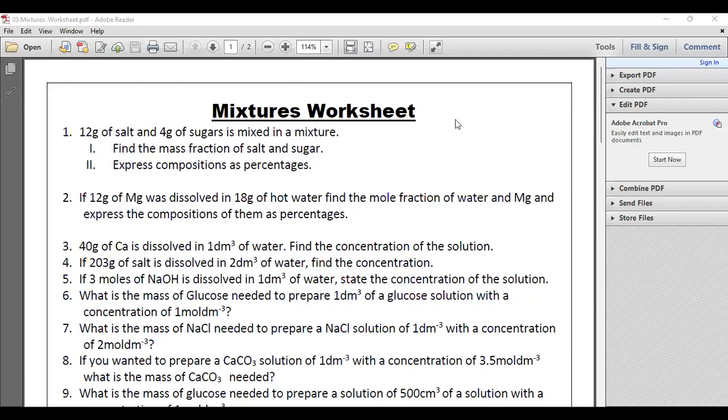The first question asks: 12 grams of salt and 4 grams of sugar is mixed in a mixture. Find the mass fraction of salt and sugar. Express the composition as percentages.